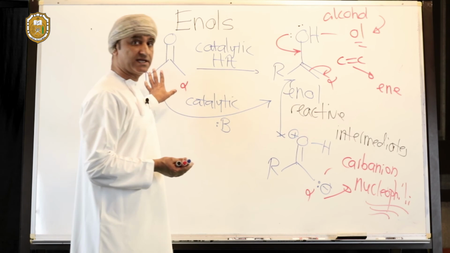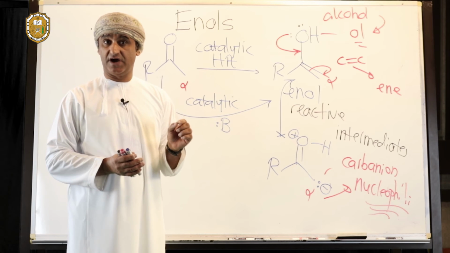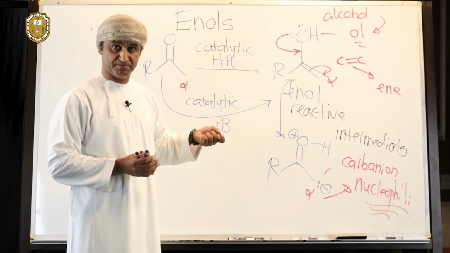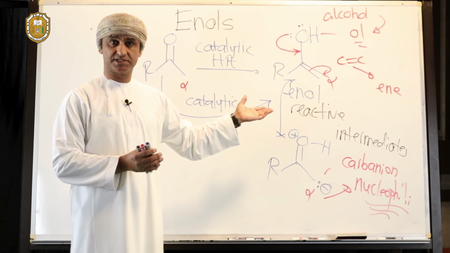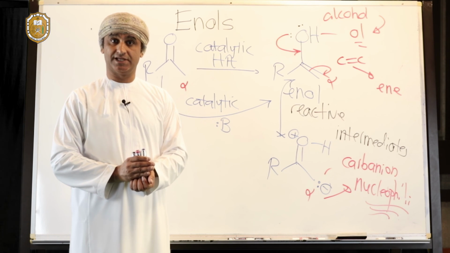Therefore, we can take a carbonyl compound such as ketones, which have an alpha hydrogen or a hydrogen on the alpha position, and transform them into useful reactive intermediates such as enols if the carbonyl compound is treated with a catalytic acid or a catalytic base.